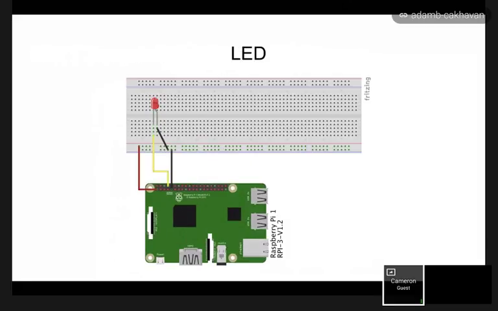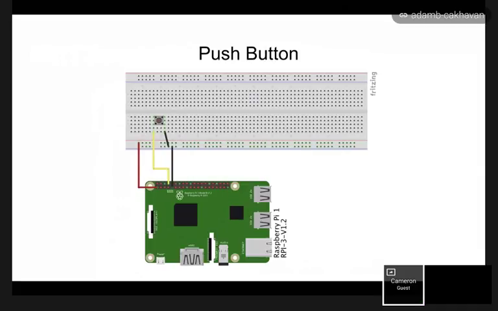LEDs are even more simple. Push button is what we're going to be doing today. So this is how you would actually set up a push button. This is exactly how mine is set up. So this white thing here is the breadboard, and the little devices that go on there are LEDs, push buttons, and sensors. Right, yeah. So let me actually explain what a breadboard is further before we move on.